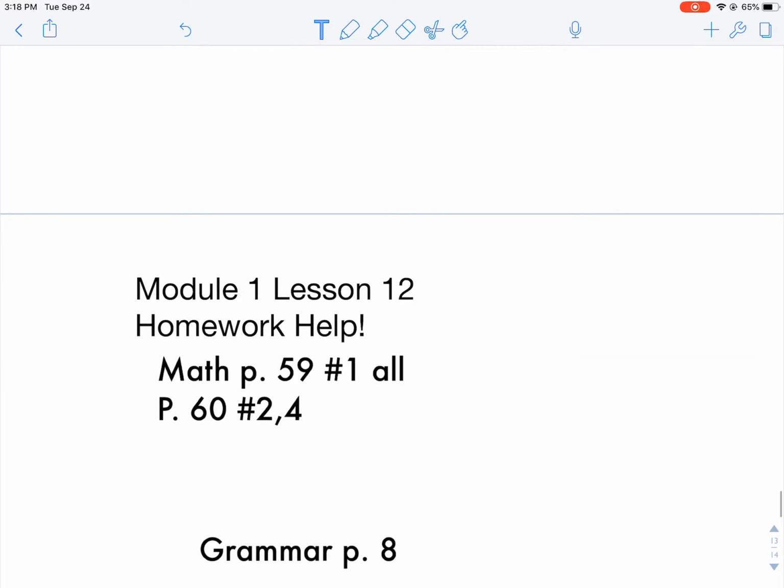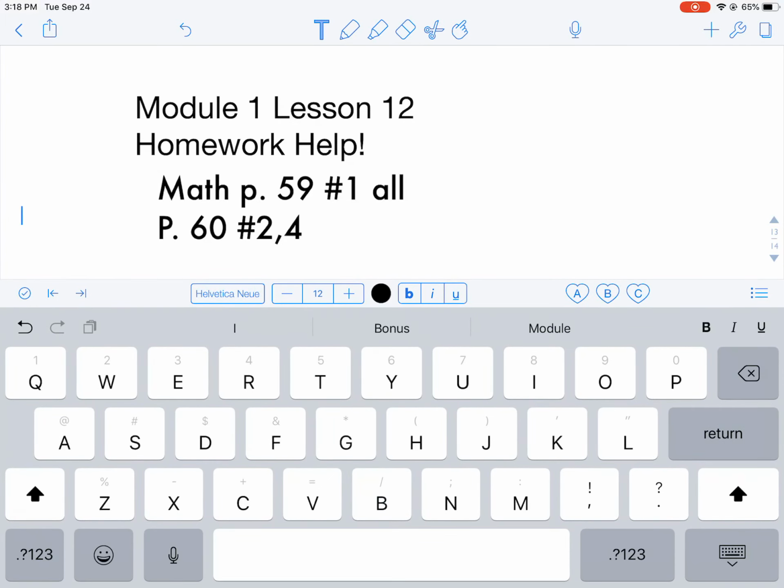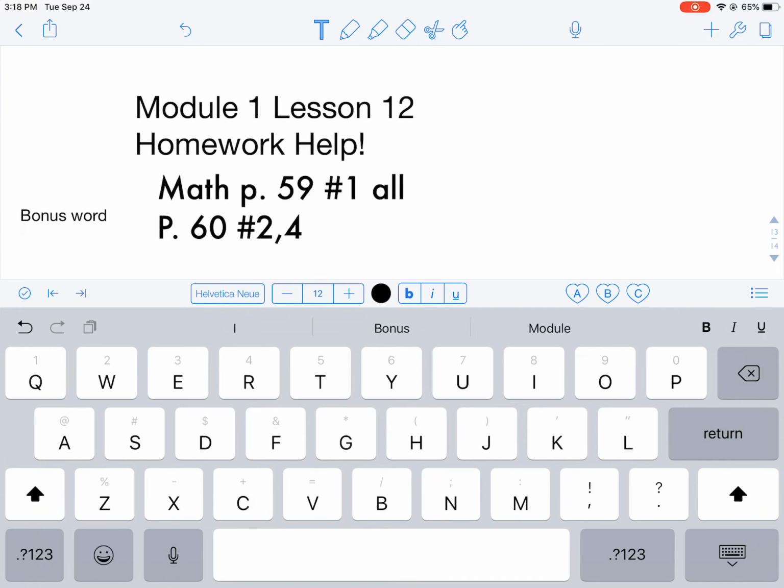Hopefully that's helpful. Don't forget the homework. Oh, here is the word of the day. Bonus word. Make sure you write it and show it to me.